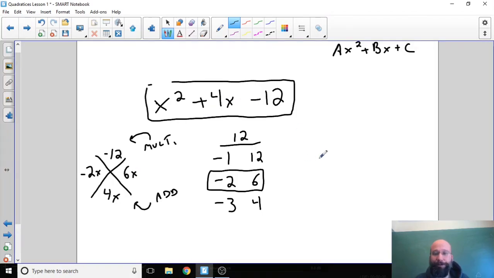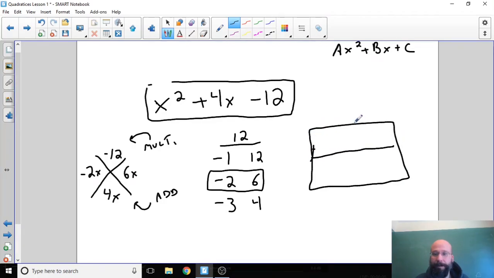Now I'm ready to do the box. So I have my box. I always put this here in this upper left box. I always put this one here in the lower right box. And then these two numbers that I found can go in either one. It doesn't matter. I'm going to put the negative 2x here, and I'm going to put the 6x here.